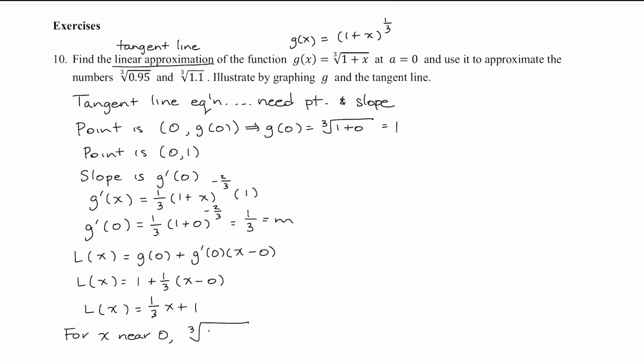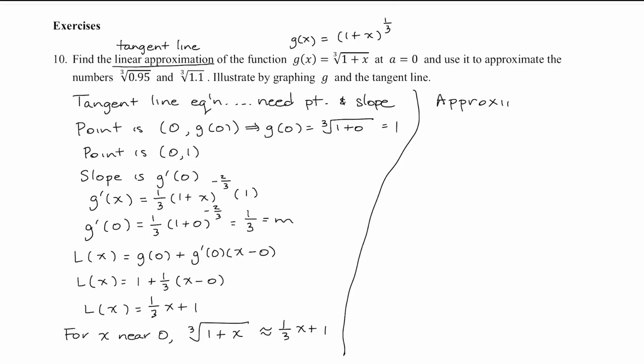Now what that means is, for x near 0, this cube root of 1 plus x, that was the original function, is approximately equal to 1/3 x plus 1. In other words, if I stay close to the tangent point, then the value on the function is going to be almost the same as the value on the tangent line.